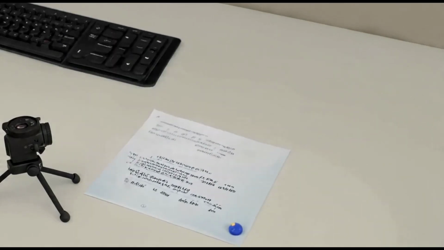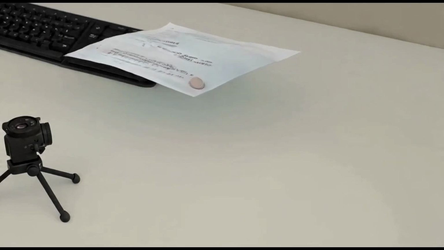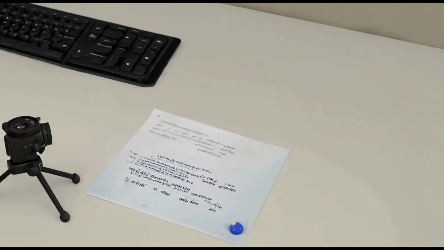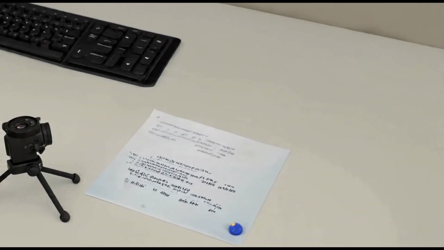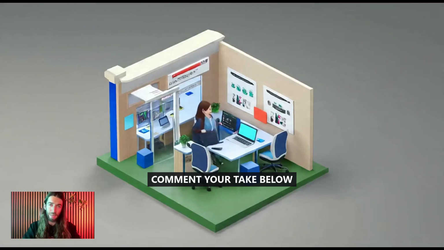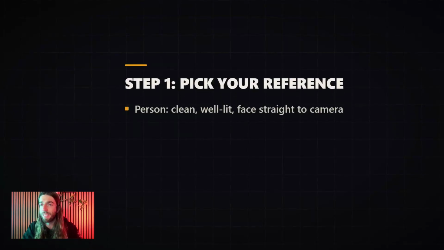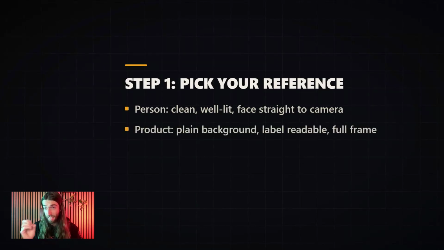Now the workflow, because most of you will click off this video, open a new tab and want to test it in the next hour. Step 1. Pick your reference image before you do anything else. For a person, use a clean, well-lit shot with the face straight to camera. No sunglasses, no hat, mouth closed. For a product, use a shot on a plain background with the label readable and the whole product in frame. For a scene, use 1 photograph of the actual space you want in the video. The reference is the anchor. The whole video will inherit whatever is wrong with it.